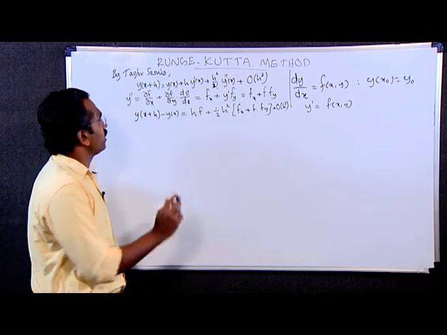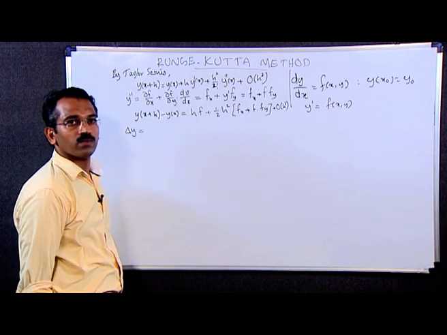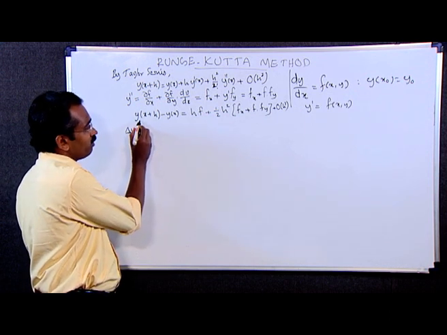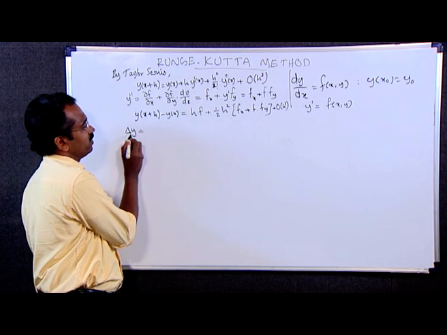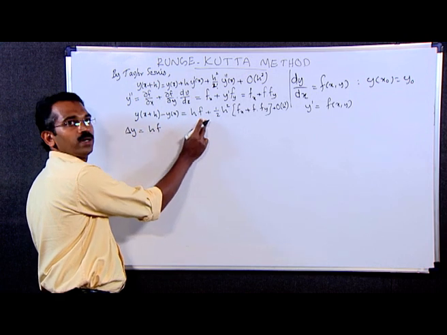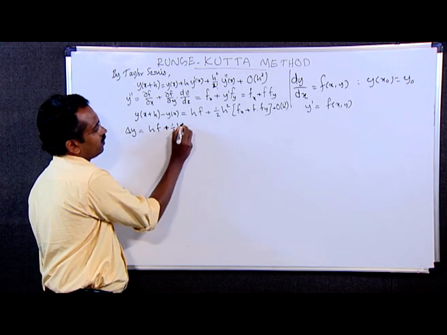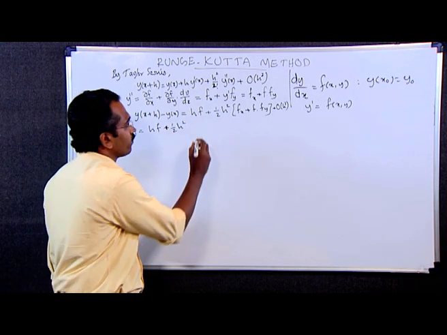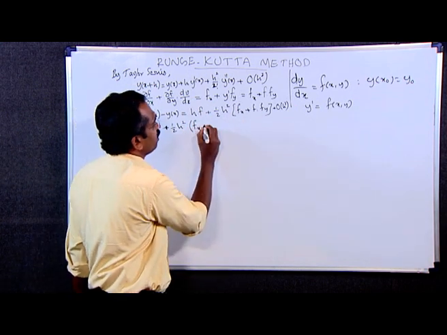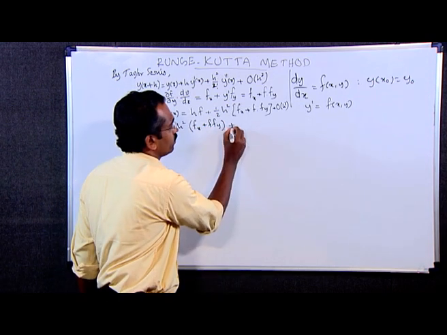Now, we use the notation delta y, which is y of x plus h minus y of x, which is denoted as delta y, which is equal to h into f plus 1 by 2 h square into f x plus f into f y, plus O of h cube.